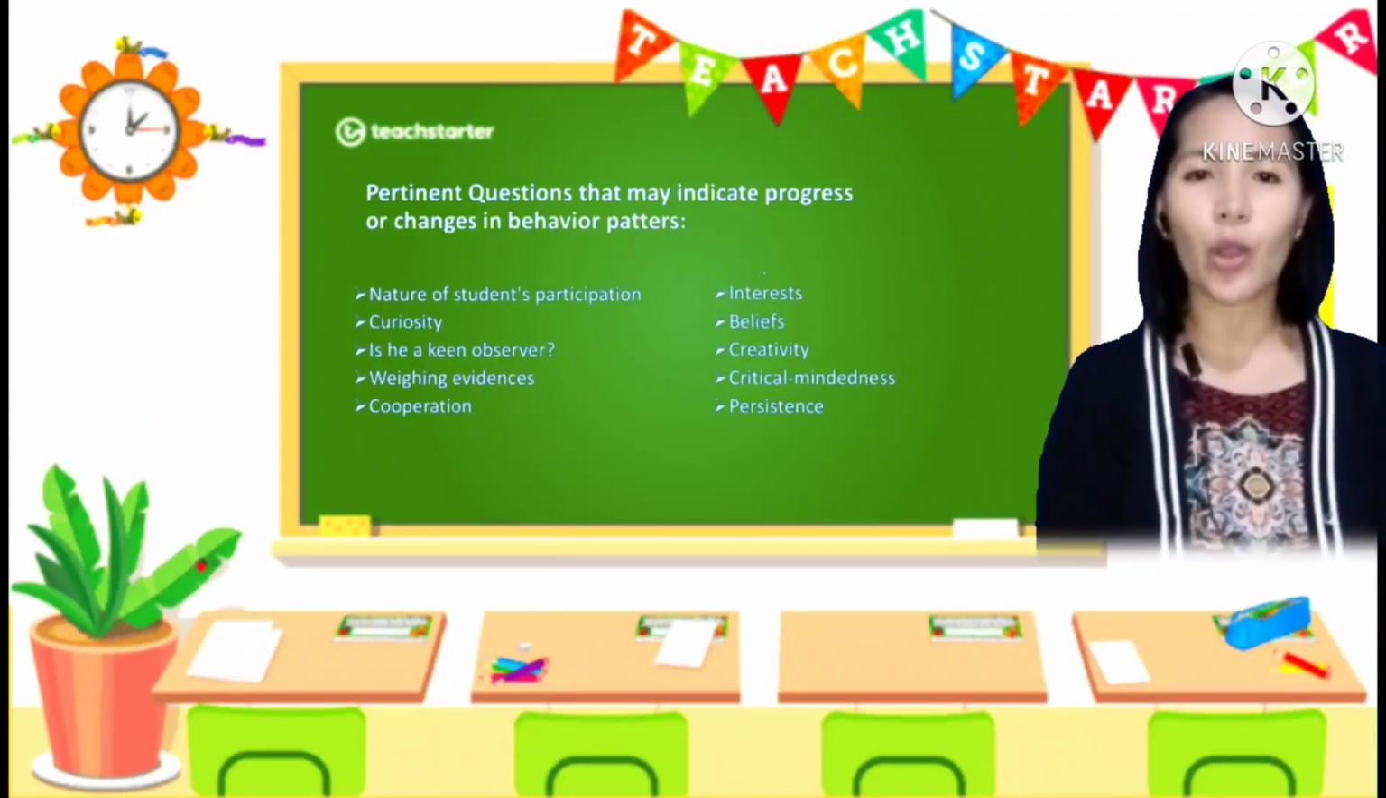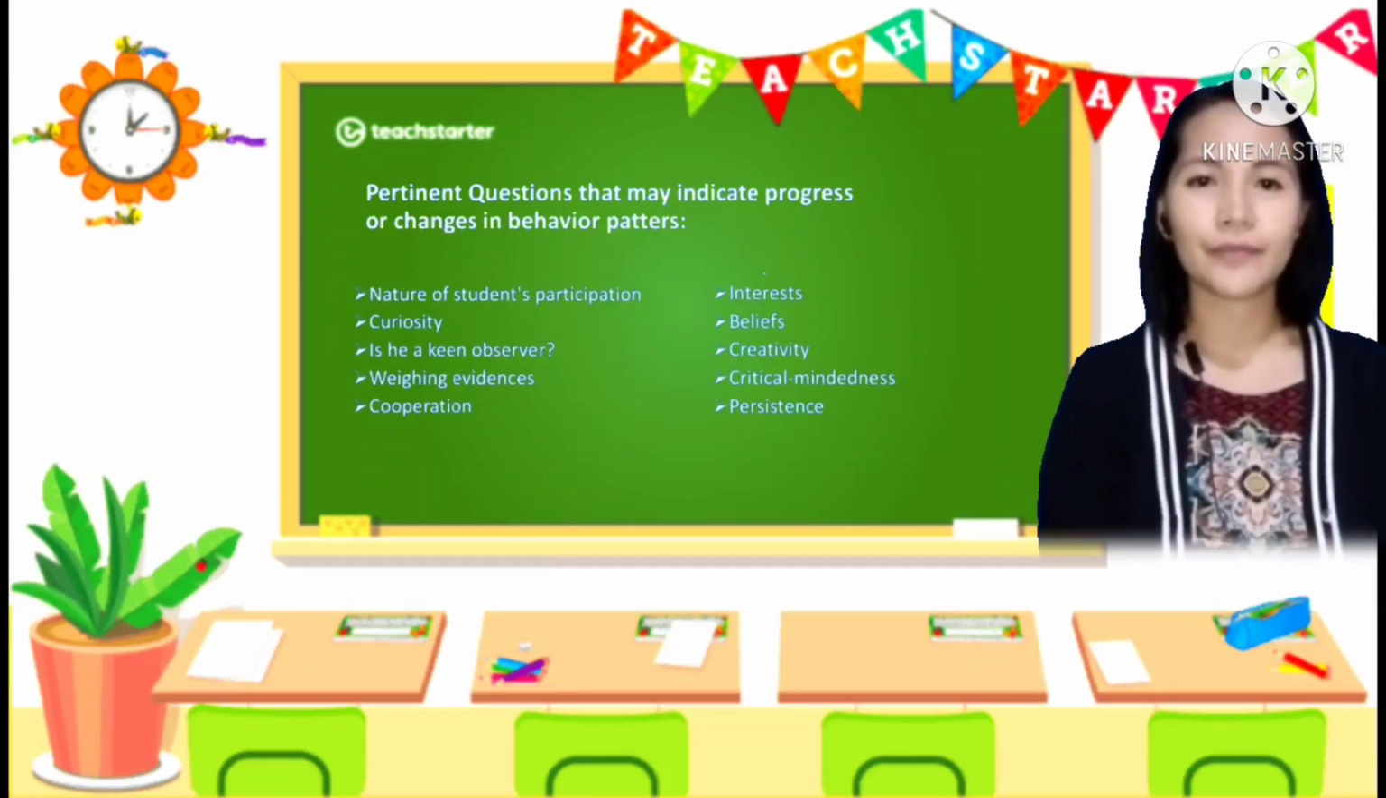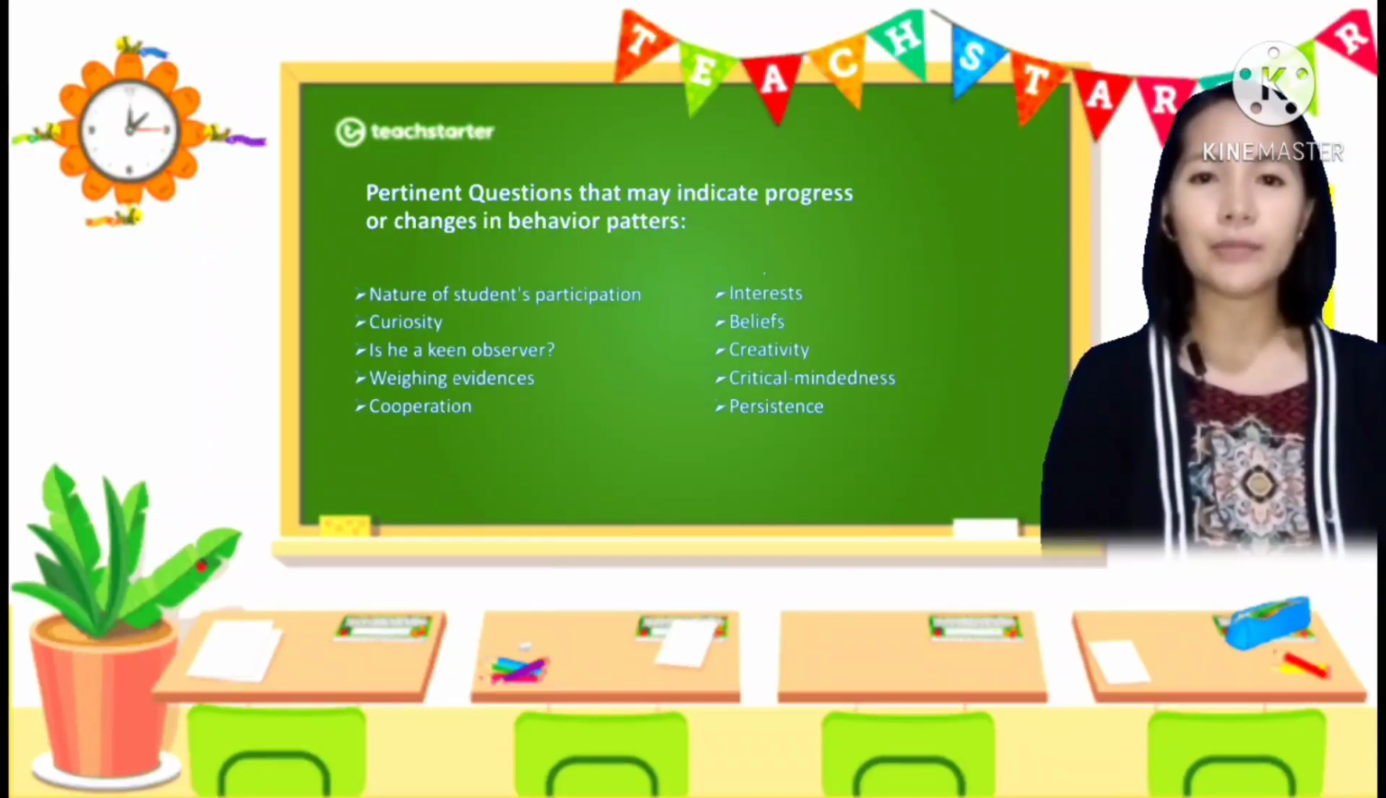The fifth one is cooperation. Does he work cooperatively with his classmates? Does he prefer to work alone or with groups? The sixth one is interest. What are his specific areas of interest? Does he engage in any hobby? What are his recreations? The seventh one is beliefs. Does he entertain false beliefs and superstitions? Does he listen to hearsays?